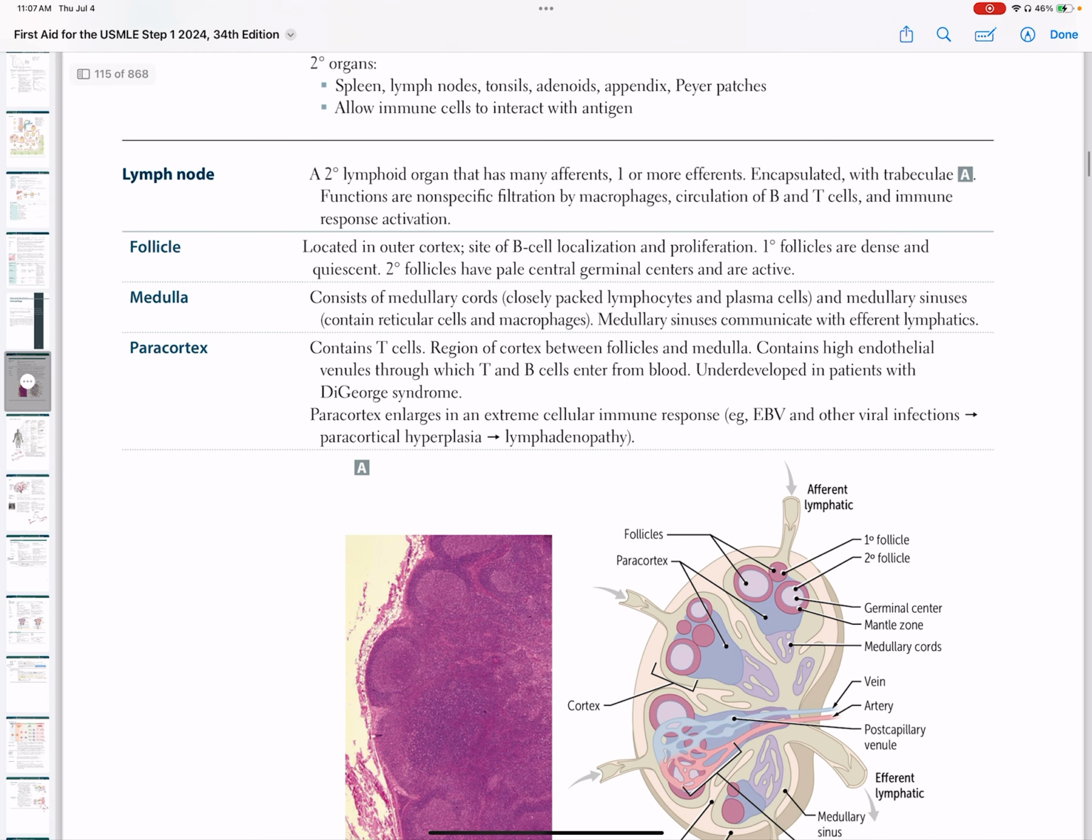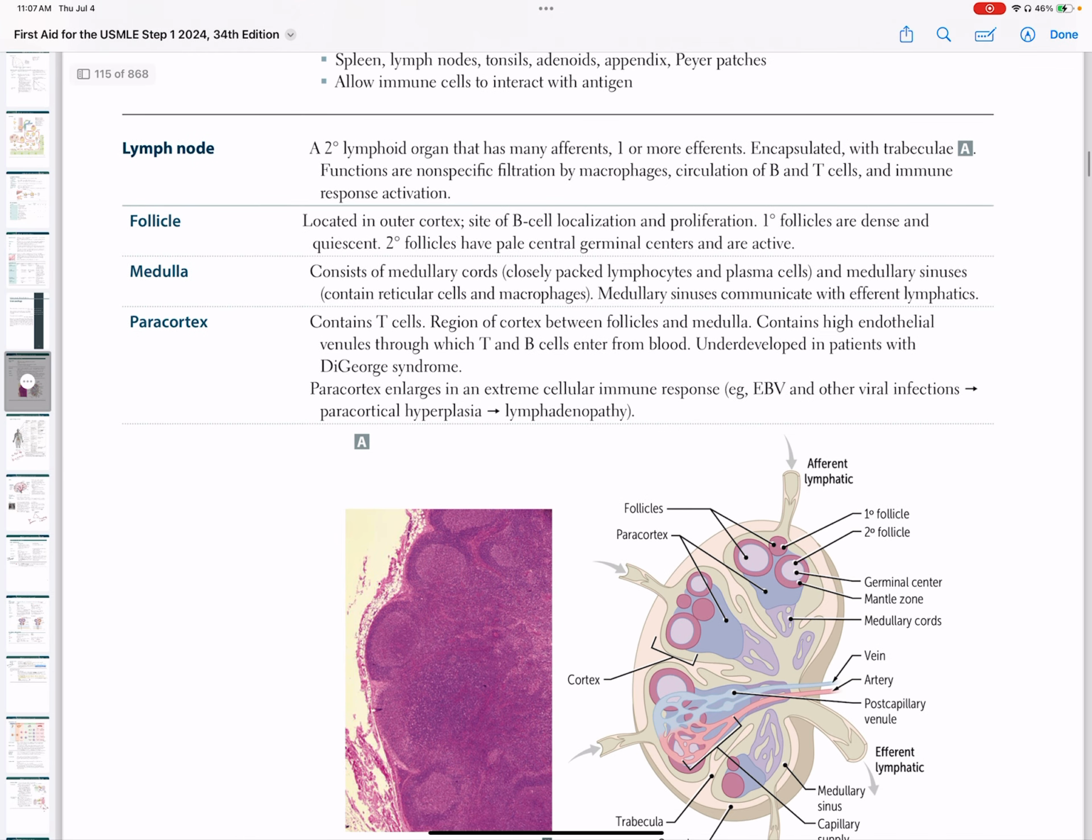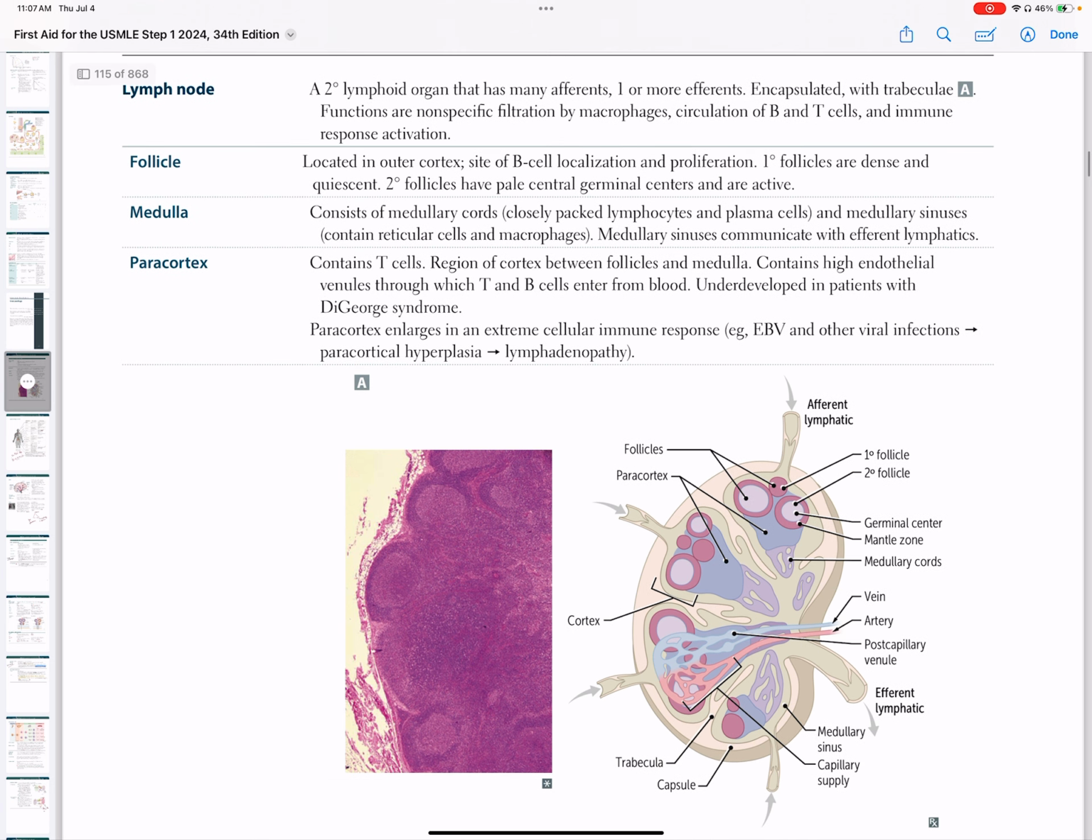Next, coming to the lymph node, a secondary lymphoid organ that has many afferents and one or more efferents. So it is encapsulated with the trabeculae. Functions are non-specific filtration by macrophages, circulation of B and T cells, and immune response activation.